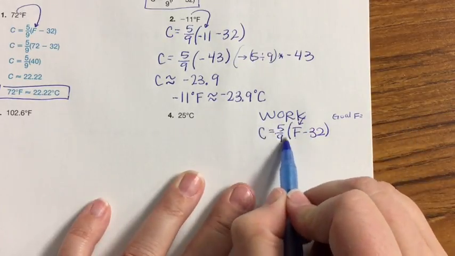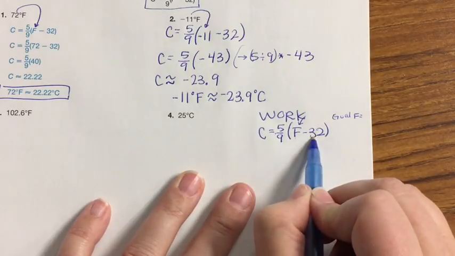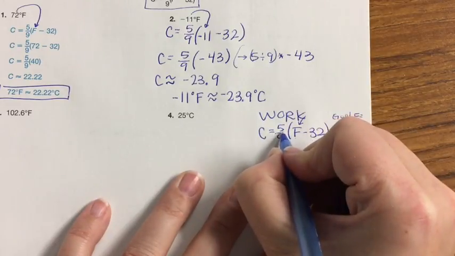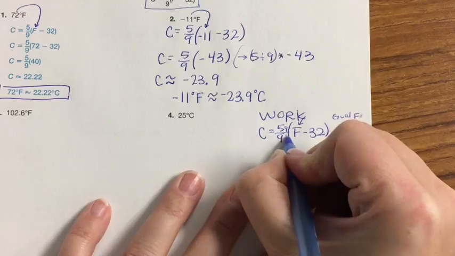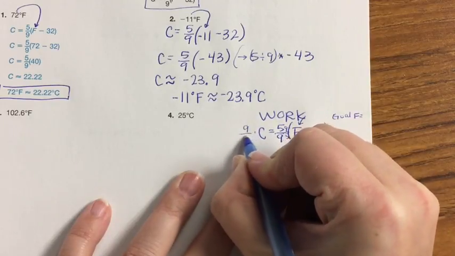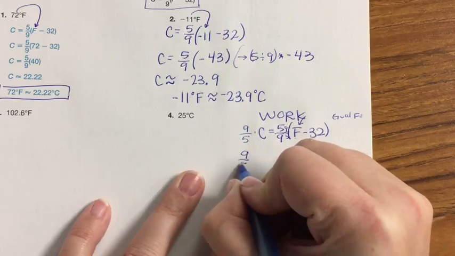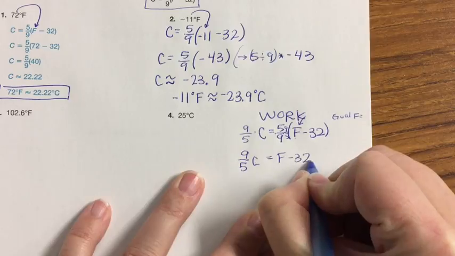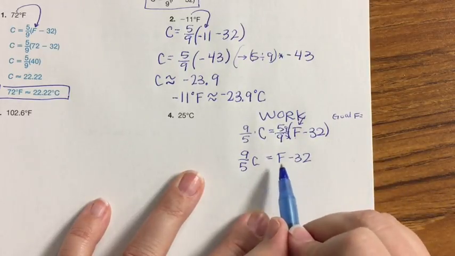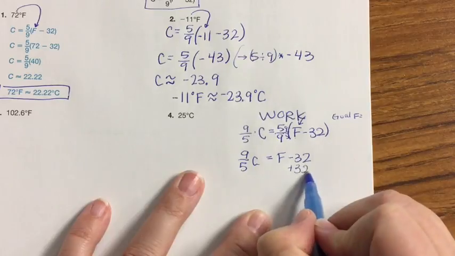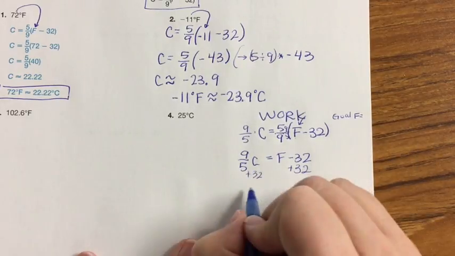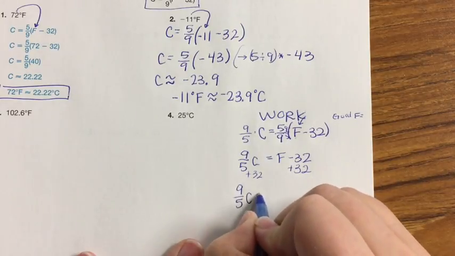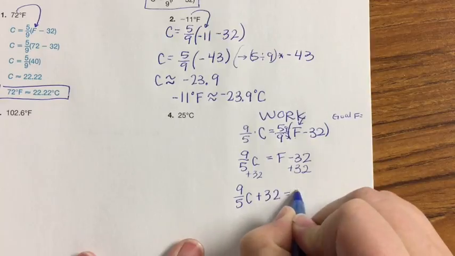To do that, we're going to get rid of the 5/9 first and then the minus 32. So to get rid of the 5/9, I'm going to multiply both sides by the reciprocal of 5/9, which is 9/5. So then I have 9/5 C is equal to F minus 32. I want to get the F alone, so I'm going to add 32, add 32. So that means that 9/5 C plus 32 is equal to F.